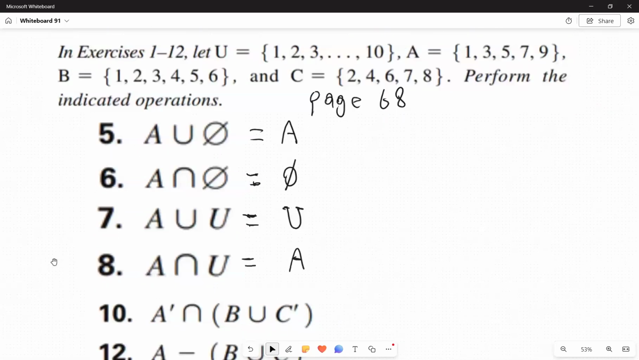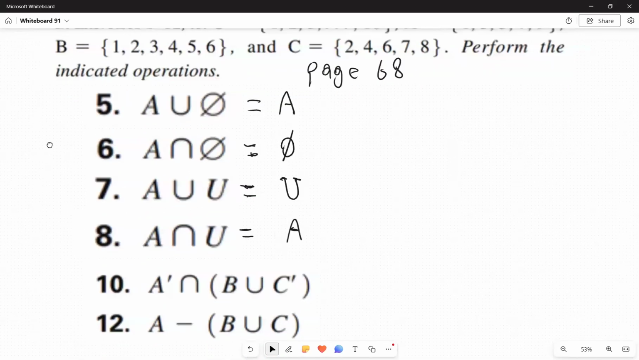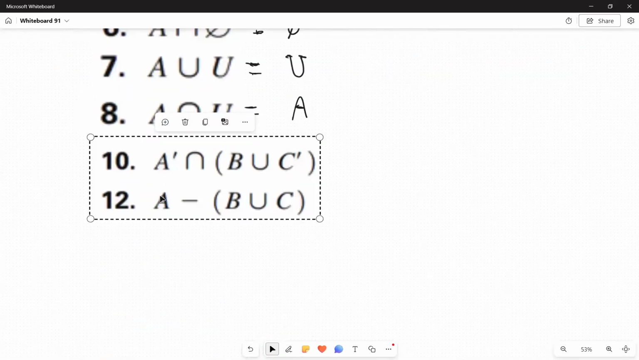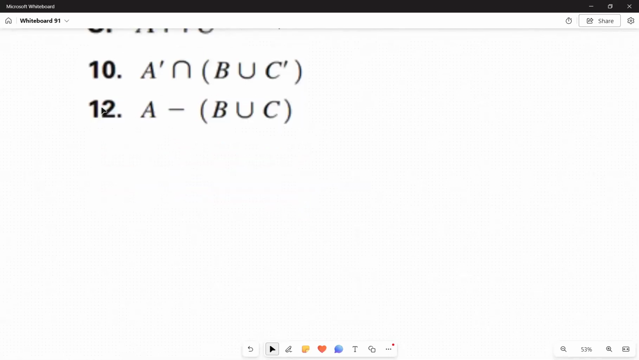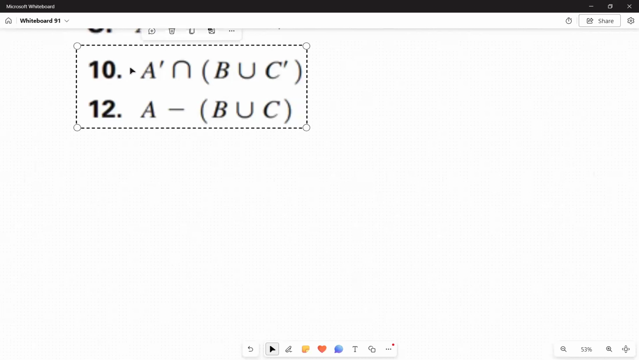When doing other operations, the order of operation is important. So we need to do parentheses first. Okay, so number 10, I'm just going to copy number 10. So number 10, we want to find A complement intersection B union C complement.